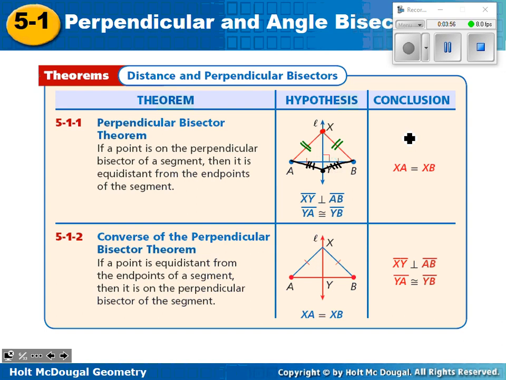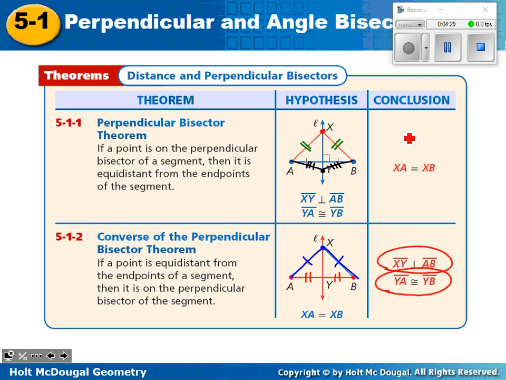Okay, so the converse is going to say, if you look at a picture and the distance from a point to the endpoints is the same. So now we're just going backwards. If the distance from X to A and X to B is equal, then you can conclude that this line XY must be the perpendicular bisector, which means you can say it's perpendicular and it's splitting that line segment into 2 congruent parts.